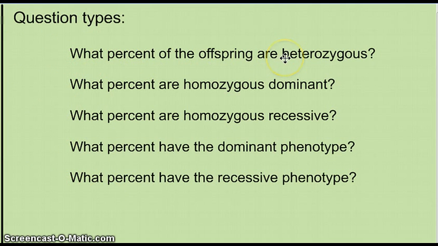What percent of the offspring are heterozygous? Well, out of 4 individuals, 2 of them were heterozygous, which means 50%, 2 out of 4 were heterozygous. What percent are homozygous dominant? Look at your sheet, answer the question.